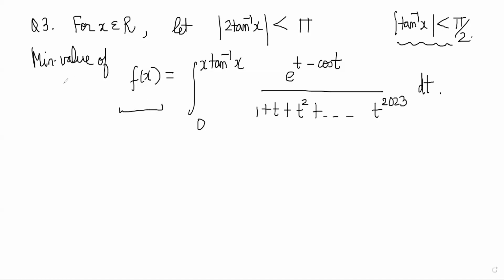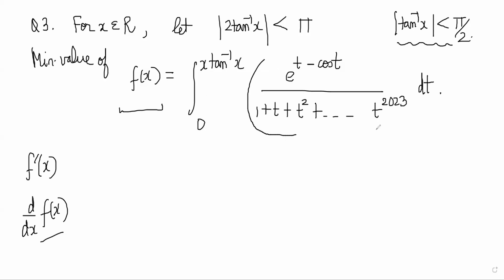Now, how do you find maxima minima? You'll have to take a derivative. So if you take a derivative here, f dash x, we are technically doing d by dx of f of x. Since this function is a function of t and the limits are in x, the derivative has to be done using the Newton-Leibniz formula.